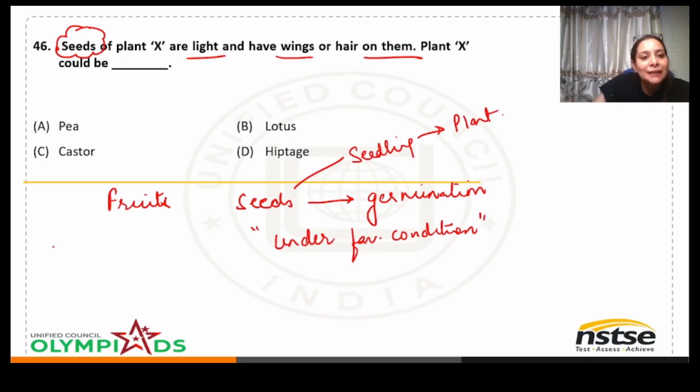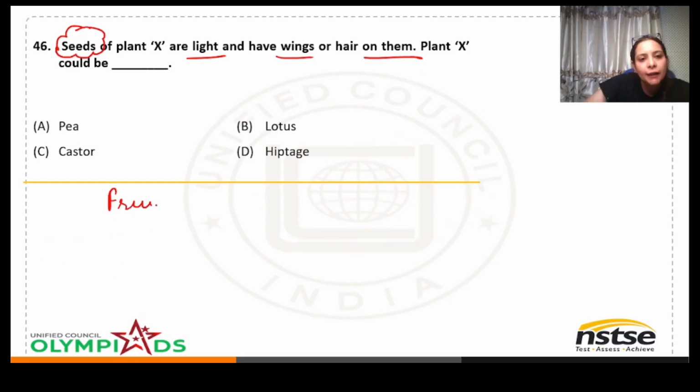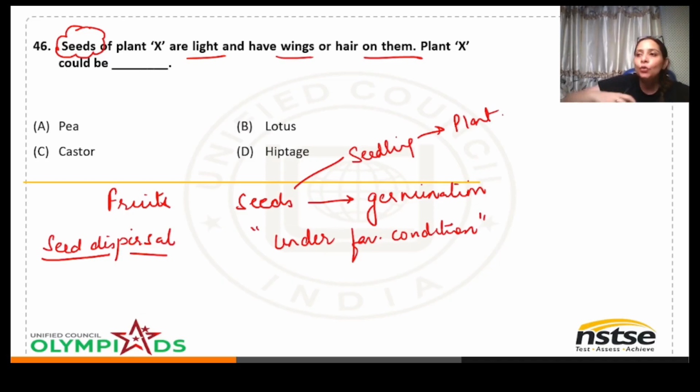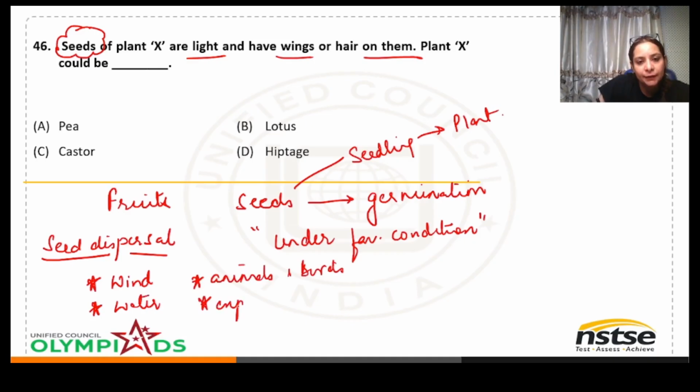So for seeds to germinate, a process which is necessary is seed dispersal. That's the transportation of seeds to a favorable place where they can get all suitable conditions and germinate. Now different types of seeds are dispersed by different methods. Either they are dispersed by wind or water, or through animals or birds, and also by explosive method. So these are the methods of dispersion.